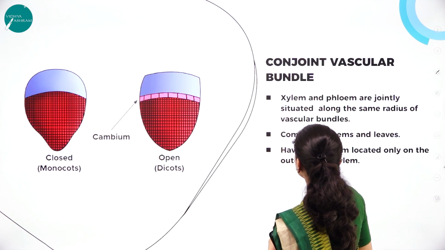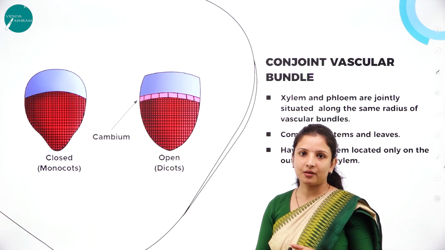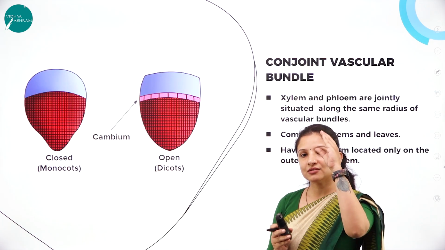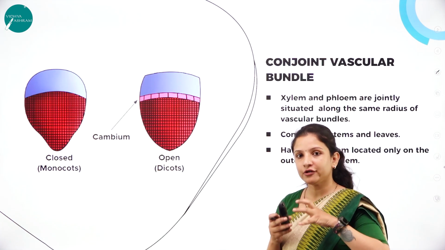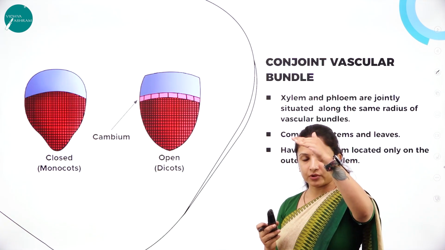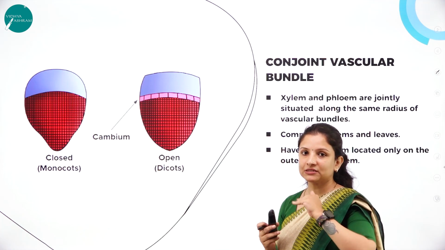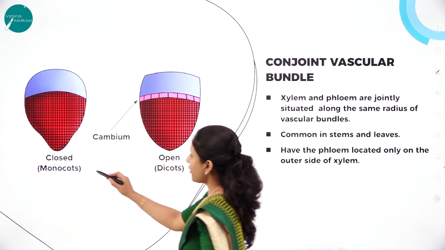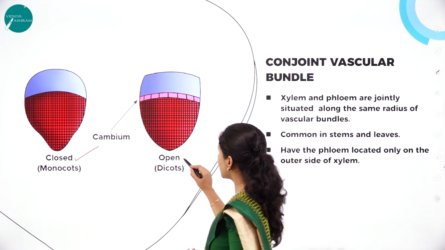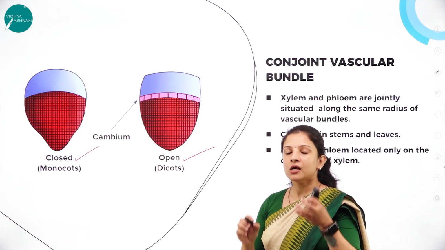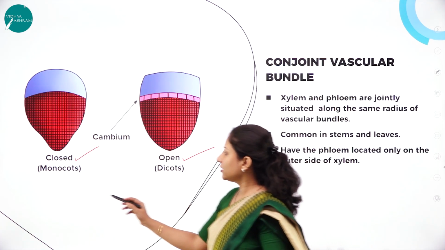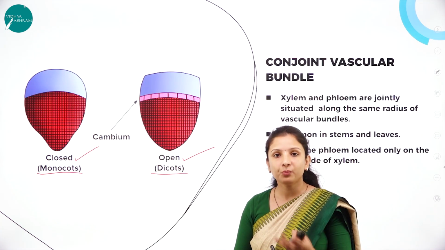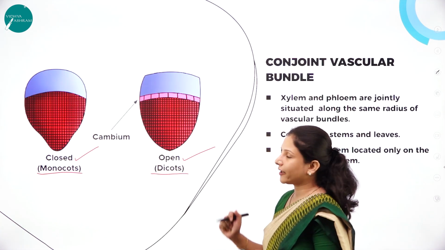Next, moving to the conjoint vascular bundle. Conjoint means joining, conjoining. Here, the xylem and the phloem are joined to each other, wherein on top there will be the phloem and down there will be the xylem. Again, based on that, in conjoint there are two types: conjoint closed vascular bundle and conjoint open vascular bundle. Conjoint closed vascular bundles are usually seen in monocotyledon plants. Conjoint open vascular bundles are usually seen in dicot plants.